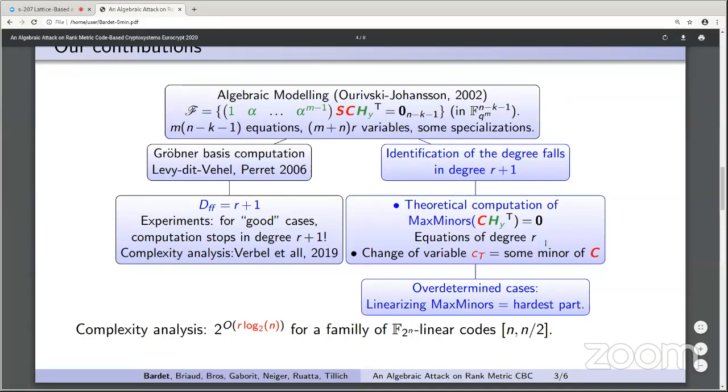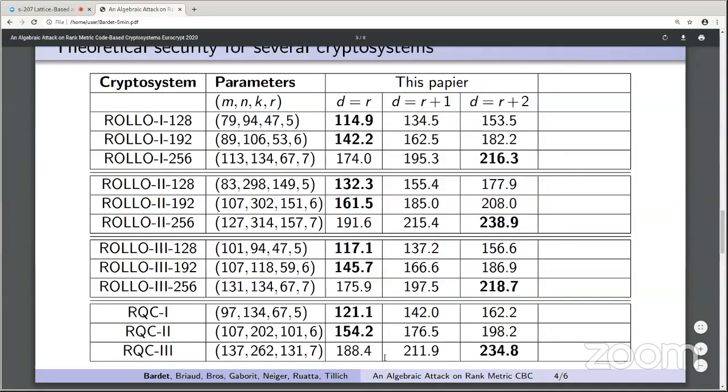The second contribution is that if we look at those equations, we can solve using a change of variable, and in the good cases, we show that linearizing the equations here gives the solution. And for a family of codes like that, the complexity analysis gives us 2 to the r times log n instead of 2 to the r times n for the combinatorial attacks. So this is the result in the paper for the ROLLO and RQC cryptosystems.